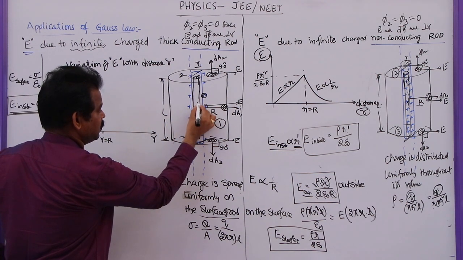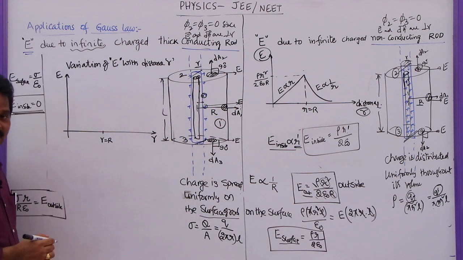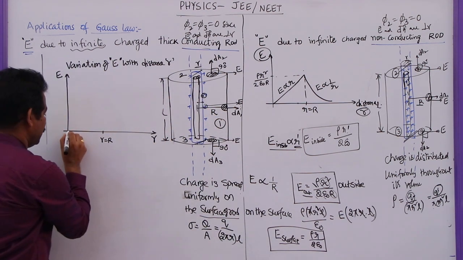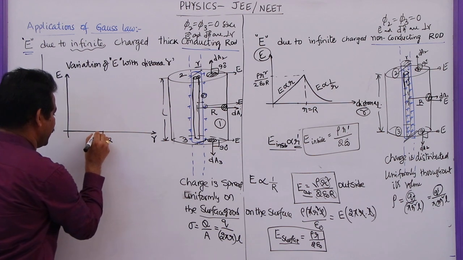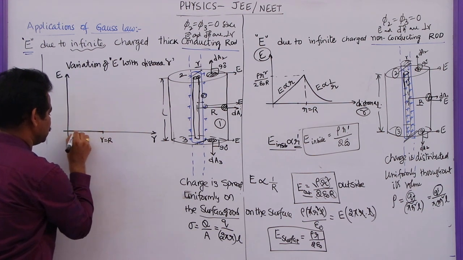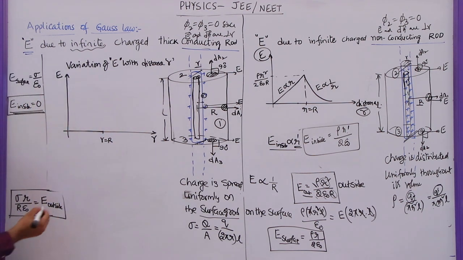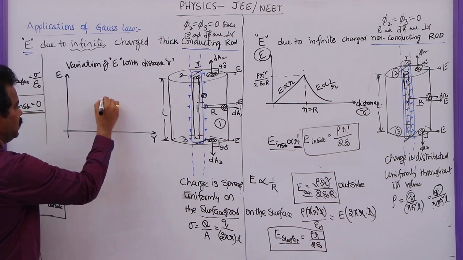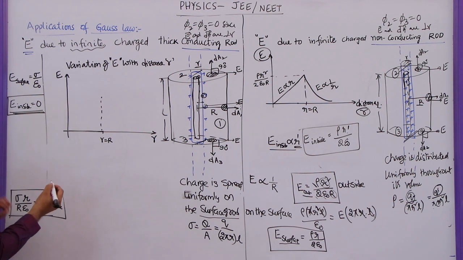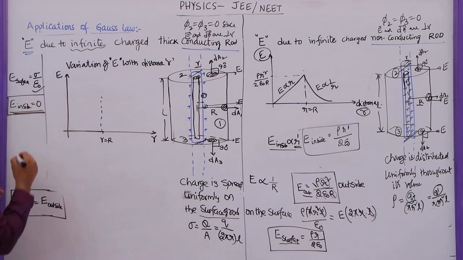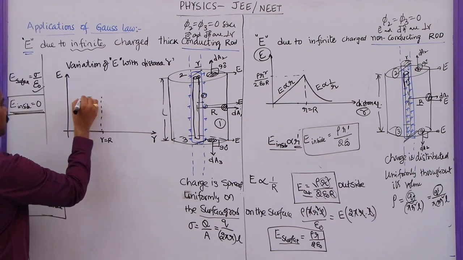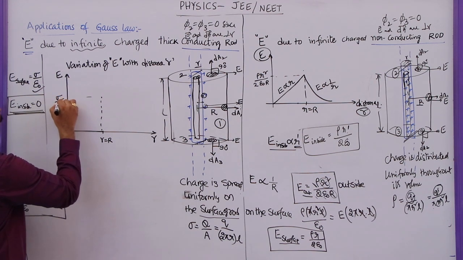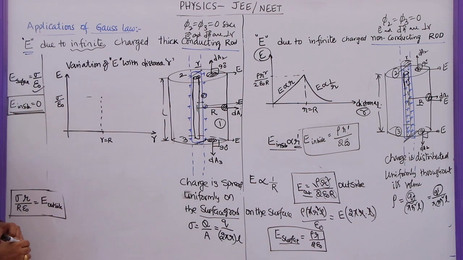That means if you move from the center up to the surface of the rod, the electric field is 0. So here you will get a line which is parallel to the x-axis, which coincides with the x-axis. Why? Because the electric field is 0 here. Afterwards, it suddenly rises, and now on the surface, what is the electric field? On the surface, this is sigma by epsilon naught. So here I will write sigma by epsilon naught on the surface.